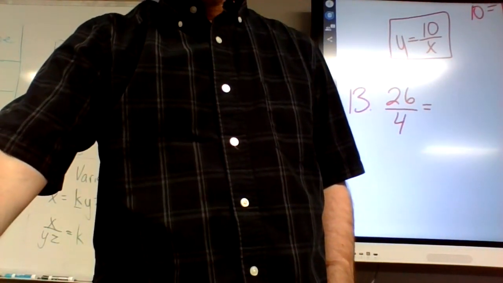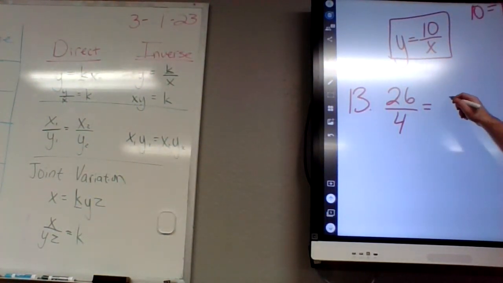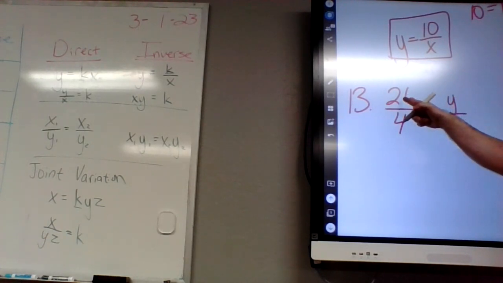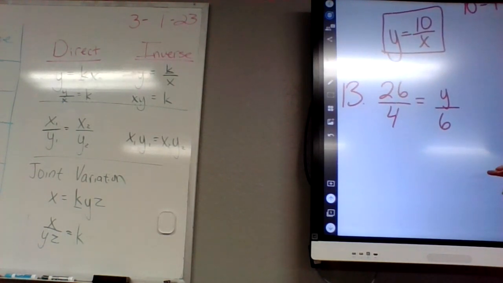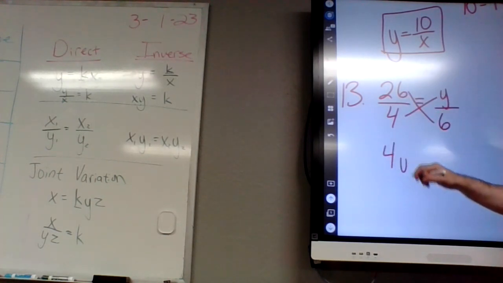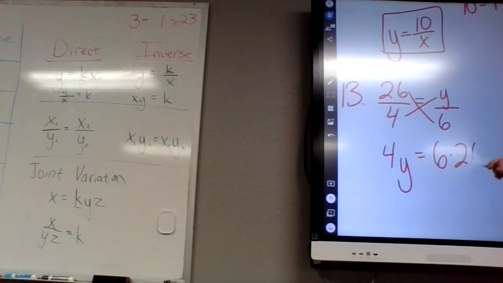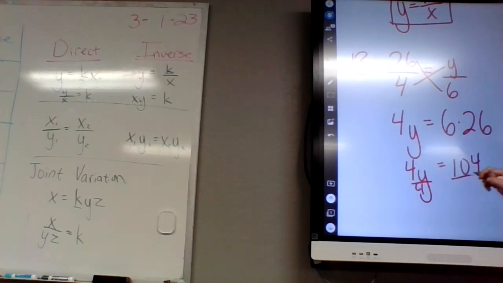So on 13 it says find y when x is 6. Where should I put the y? On top, because this is a y value also. So they should both be on top when x is 6. And how did we solve these? Cross multiply. 4 times y equals 6 times 26. So 4y equals 104, divided by 4. It's kind of some basic algebra.